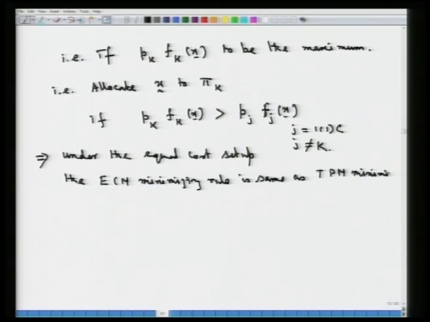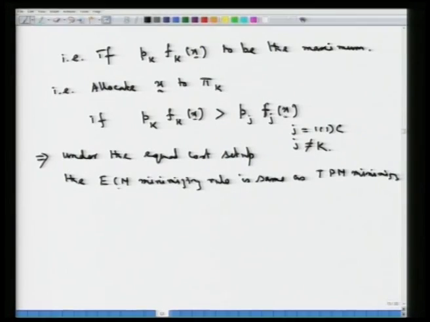Well, this is what we expect also, because if we consider the ECM setup, there is nothing special about the ECM minimization, or rather any special structure of the cost is not assumed, then the rule which would minimize the ECM would naturally be the same as the rule which would minimize the total probability of misclassification. And hence we have also seen that that is what is happening, that if we take in the ECM minimizing rule the cost structures to be identical without having any special preference about the misclassification costs, then the total probability of misclassification rule can be derived from the ECM minimizing rule.